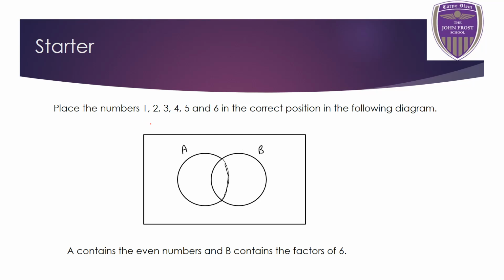I'm asking you to place the numbers 1, 2, 3, 4, 5, and 6 in the correct position in this diagram here. As you can see, I've got a circle which I've labeled A, and a circle which I've labeled B. The circles overlap in the middle. A contains the even numbers from 1 to 6, and B contains the factors of 6.